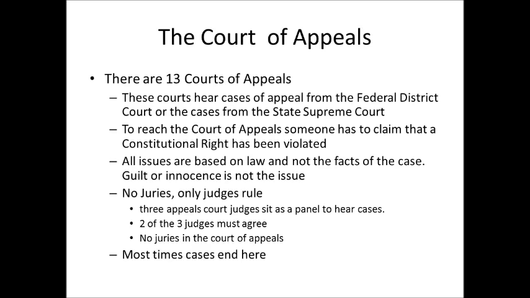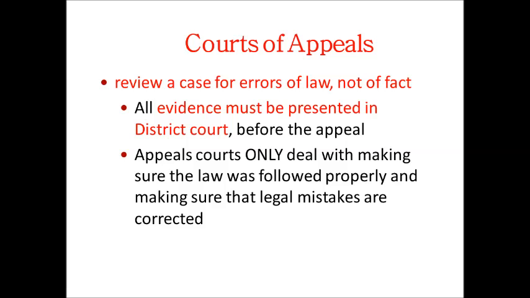In the Court of Appeals, one of 3 things is going to happen. Your case is going to be upheld, which means that the district court was correct in the original ruling. The Court of Appeals can reverse the district court ruling, meaning that the district court was wrong, or they can remand the case back down to district court, which means they'll send that case back down so it can be tried over.